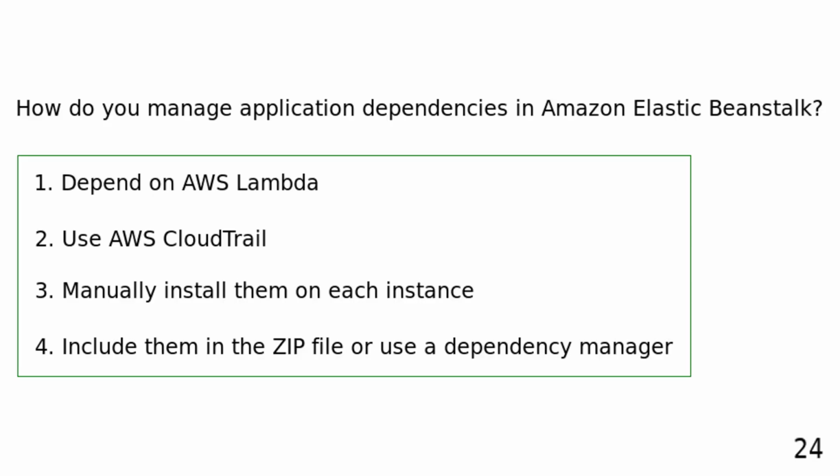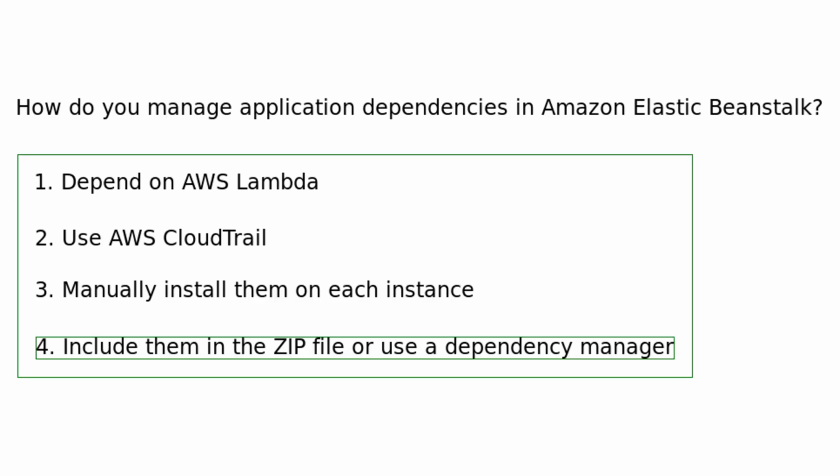How do you manage application dependencies in Amazon Elastic Beanstalk? Depend on AWS Lambda. Use AWS CloudTrail. Manually install them on each instance. Include them in the zip file or use a dependency manager. Dependencies can be managed by including them in the application package or using a dependency manager like pip for Python.